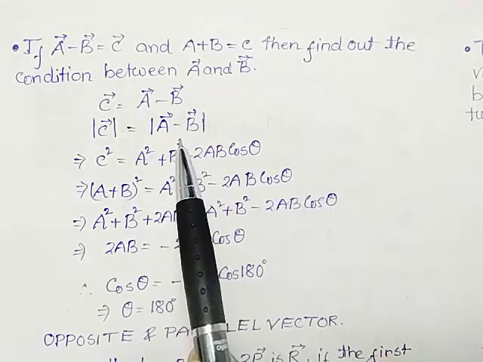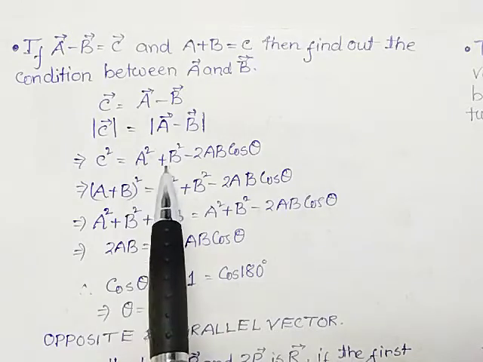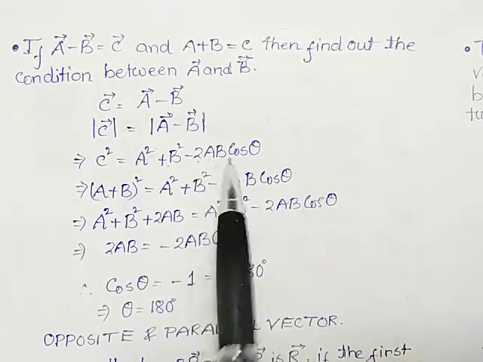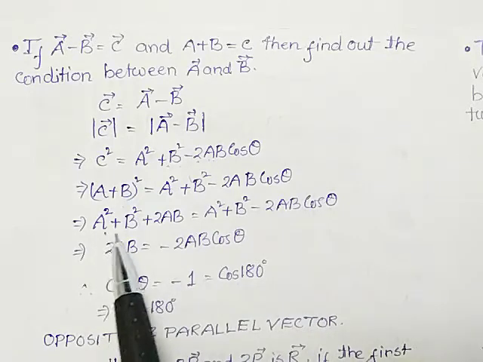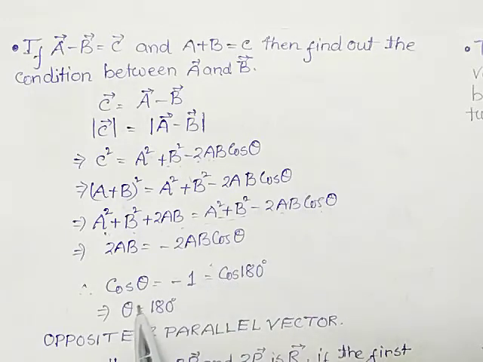Okay, here why the minus sign? Because I want to say here a square plus minus b whole square minus 2 into a into b into cos theta. Minus sign comes due to this minus here. So a square plus b square will cancel out with this. Only 2ab equal to minus 2ab cos theta. So cos theta equal to minus 1, so theta equal to 180 degree.